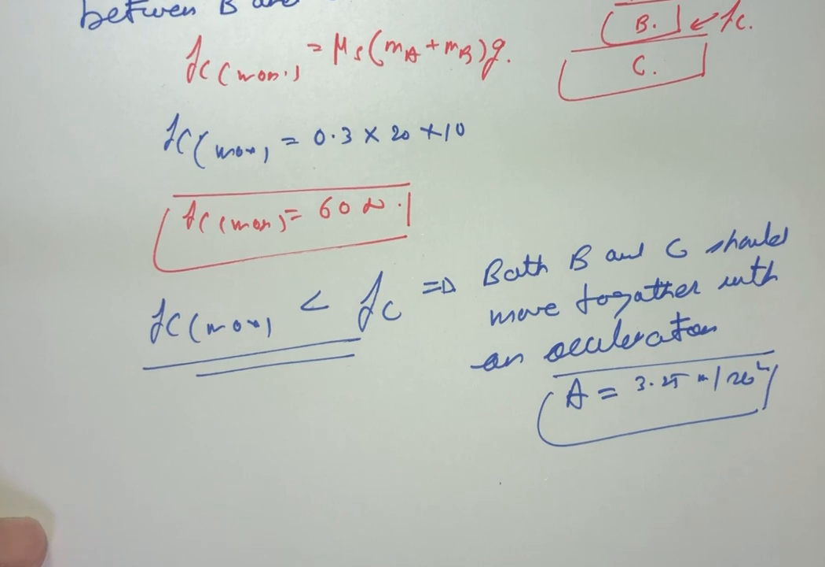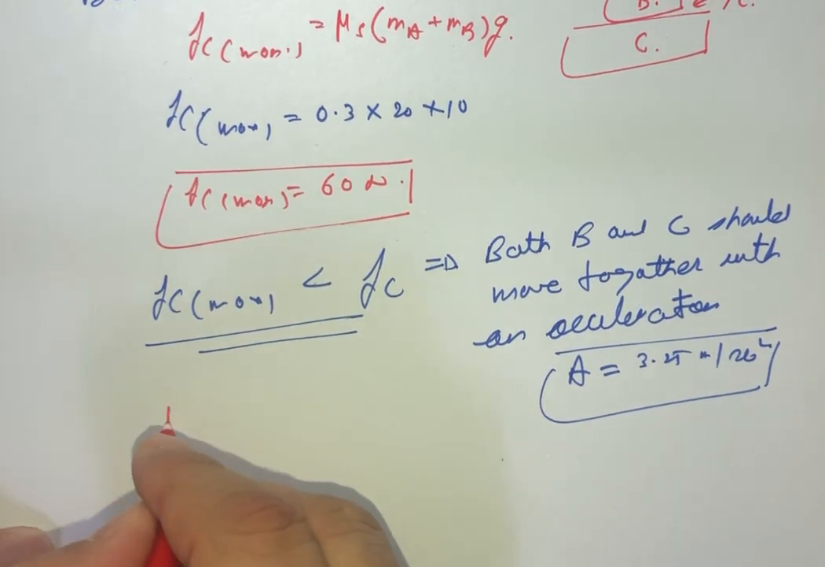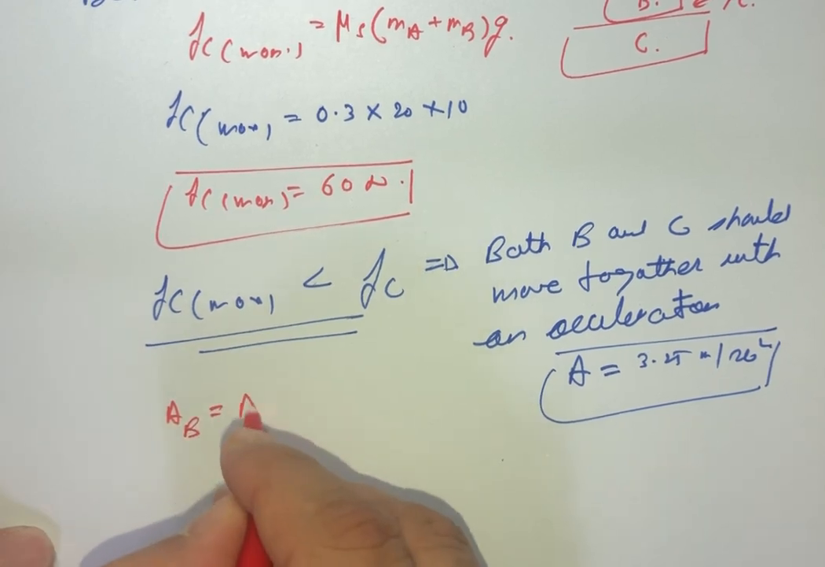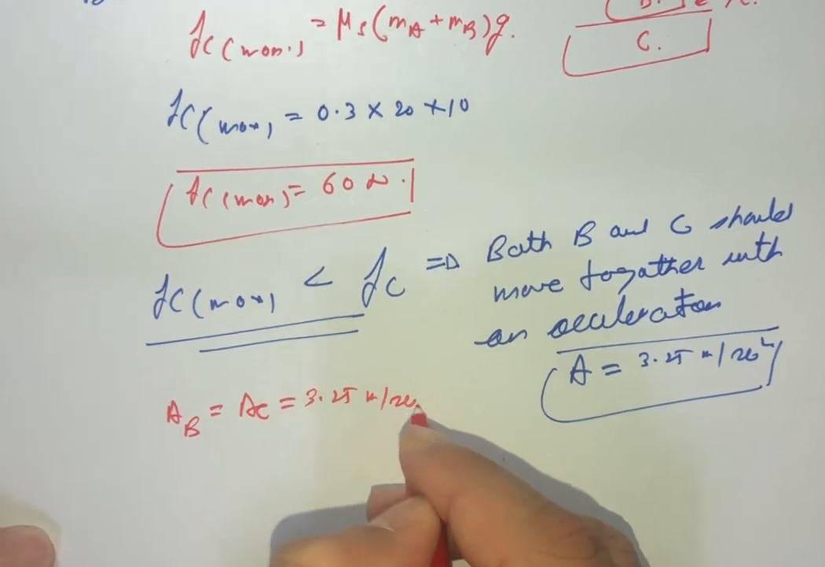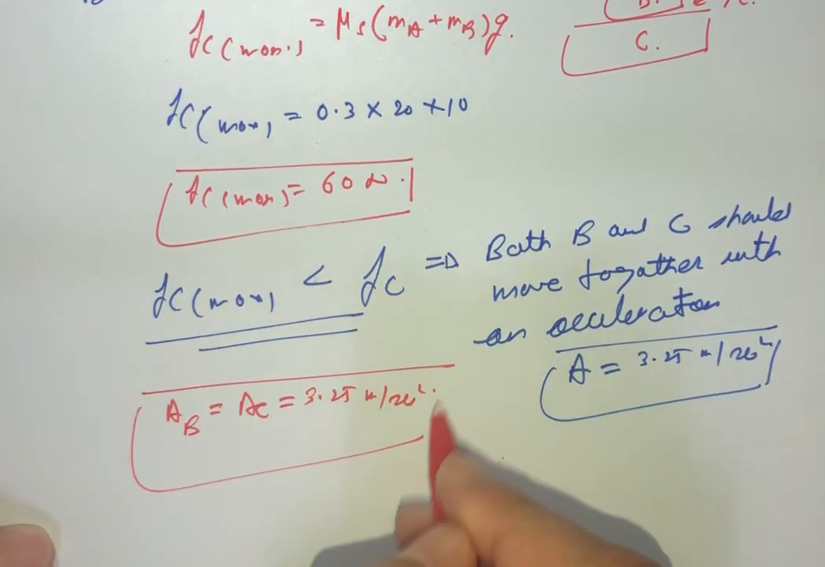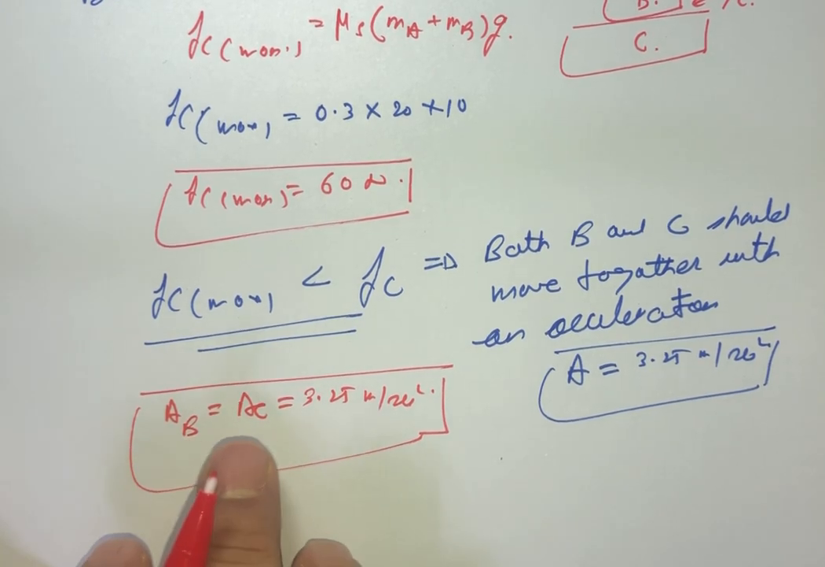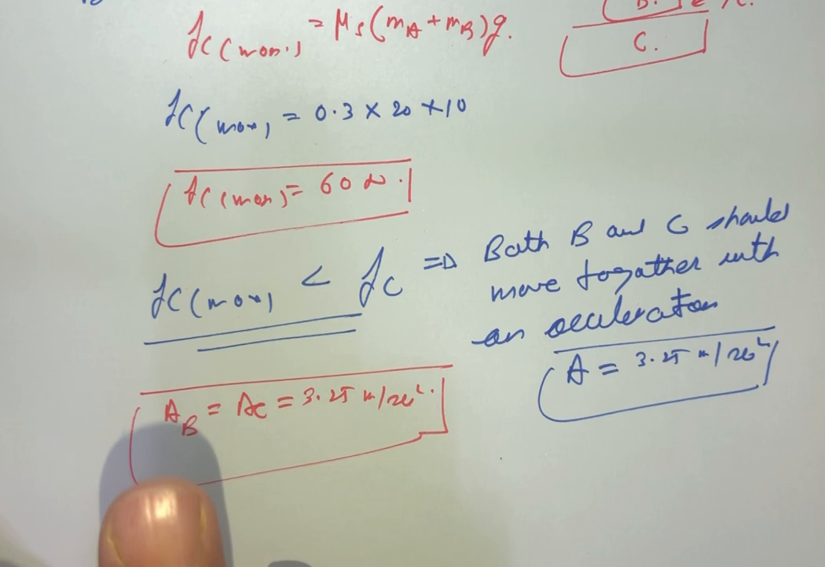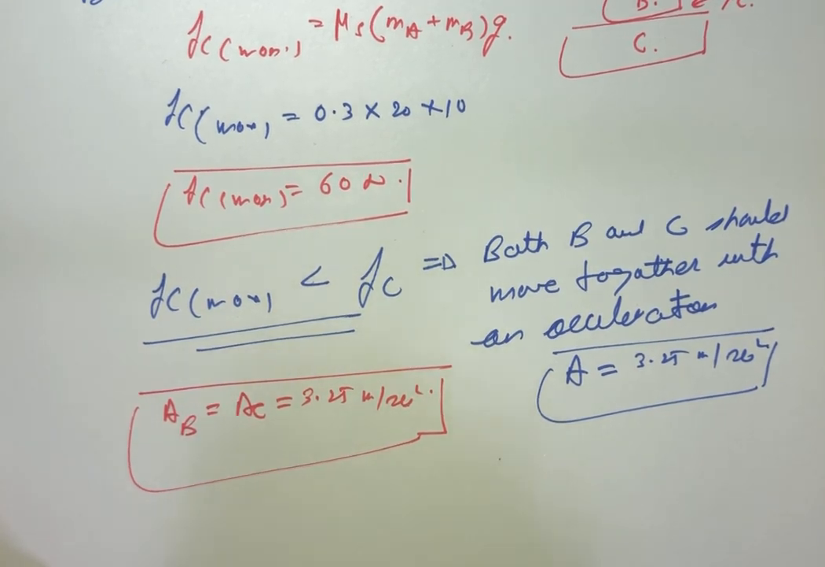So from here we can say that the acceleration of B, that is AB, will be equal to AC, which will be equal to 3.25 meter per second square. So this is the acceleration of B as well as the acceleration of C, and the block A will be moving with the acceleration of 0.5, which will be different from both the accelerations. So this completes the question.